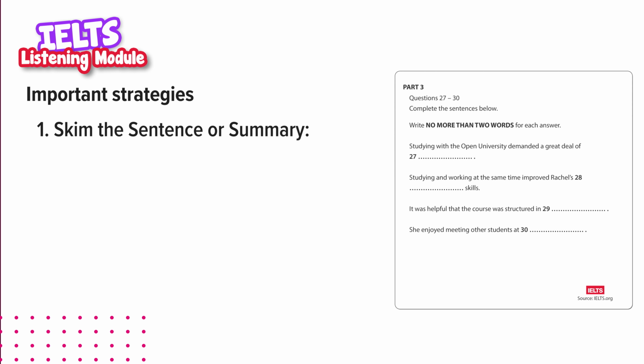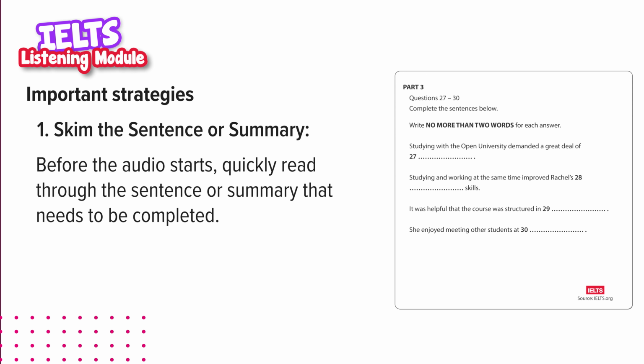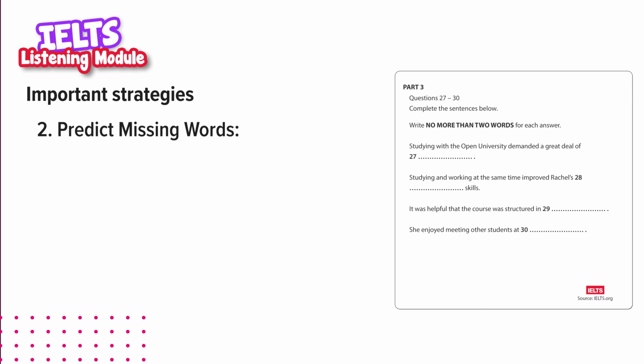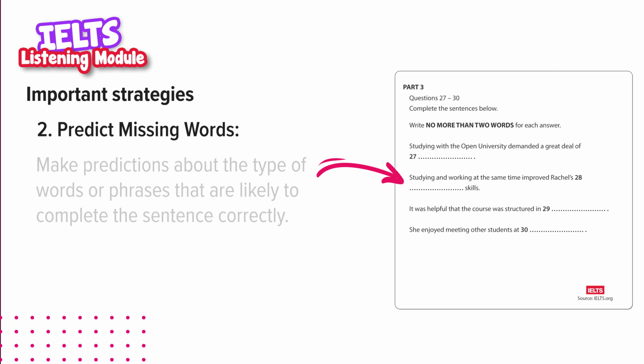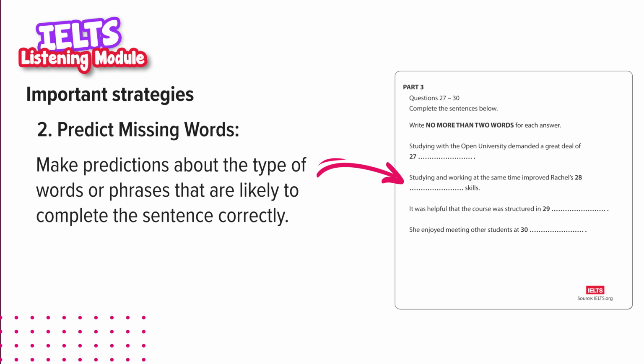Skim the sentence or summary before the audio starts. Quickly read through the sentence or summary that needs to be completed. Understand the context and the type of information you need to listen for. Predict missing words. Based on the information provided in the incomplete sentence or summary, make predictions about the type of words or phrases that are likely to complete the sentence correctly. Look for clues such as verb forms, noun phrases, or contextual hints.